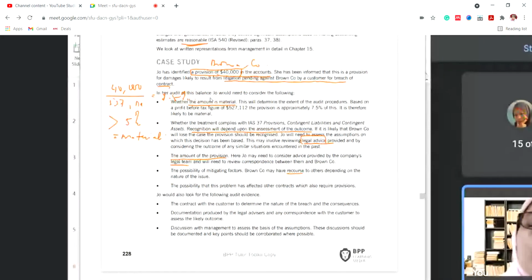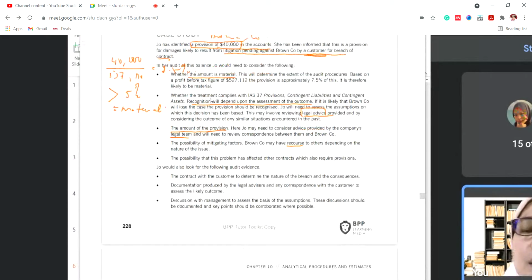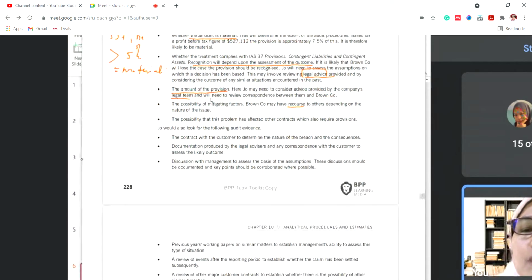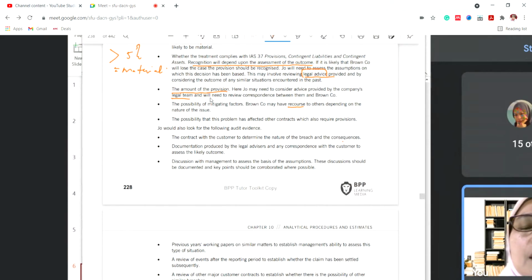Kenapa they sued by the customer? Look at the nature, on the breach of contract. The possibility that this problem has affected other contract which also require provision. So is there any other relationship arise because of this provision? Okay. So what should Joe Price do? Look at the contract with the customer to determine the nature of the breach and the consequences. So kalau ada lagi any possible provision that should be need to do.